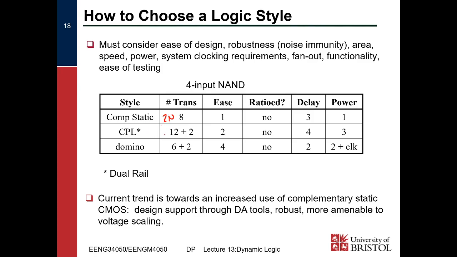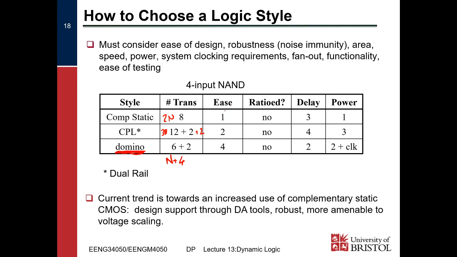For our complementary pass logic, we've got 3N plus 2. And for our domino, we've got N plus 4 by the looks of it. Yeah, N plus 4 transistors, right? So if you just want to improve your area, domino is the best thing to do. If you just want to get as much functionality in a small space as possible, just go for domino logic, especially since you don't need to add in D-type flip-flops.